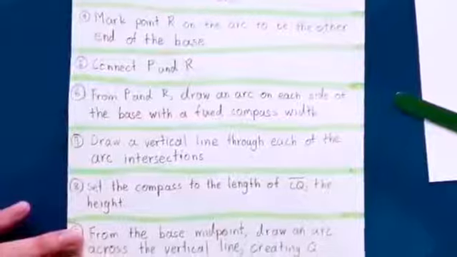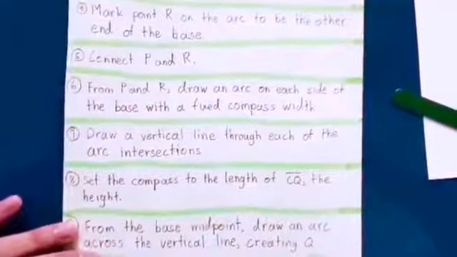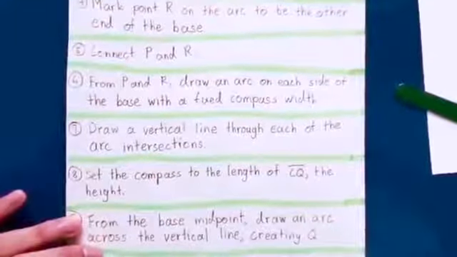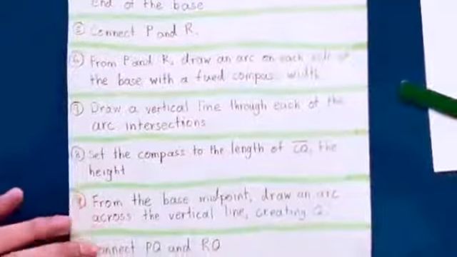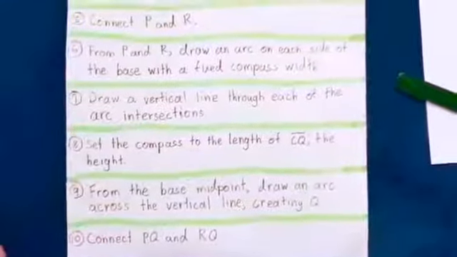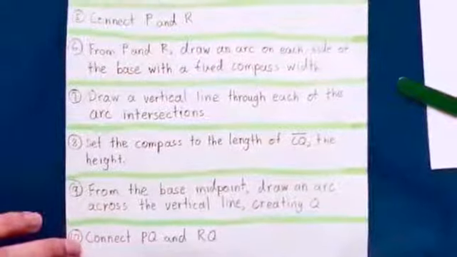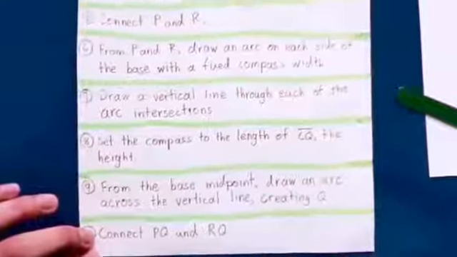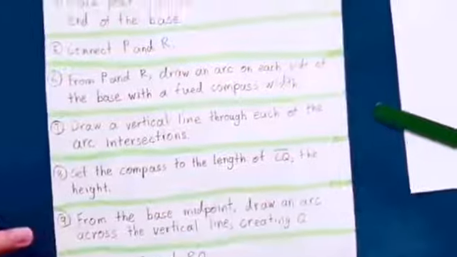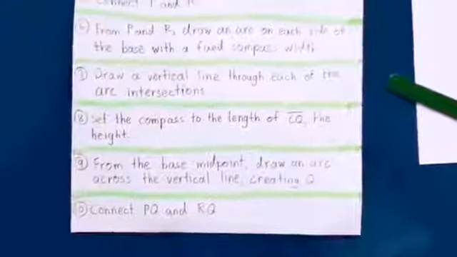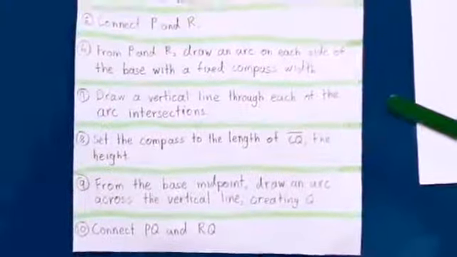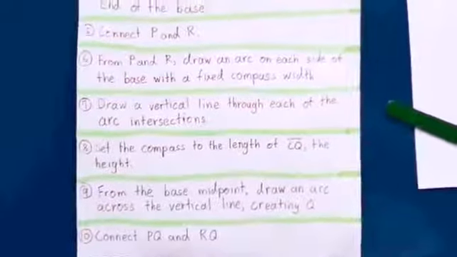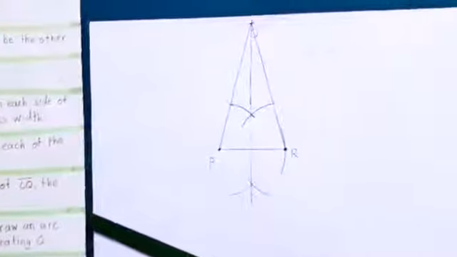And then step 6, from P and R, I will draw an arc on each side of the base with a fixed compass width. Step 7, I will draw a vertical line through each of the arc intersections. Step 8, I will set the compass to the length of CQ, the height. Step 9, from the base midpoint, I will draw an arc across the vertical line, creating Q. And last but not least, for step 10, I will connect PQ and RQ, which will produce the final product of this isosceles triangle, completing the question of this construction.